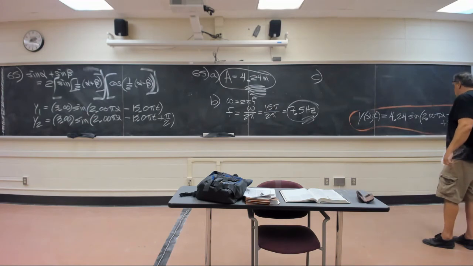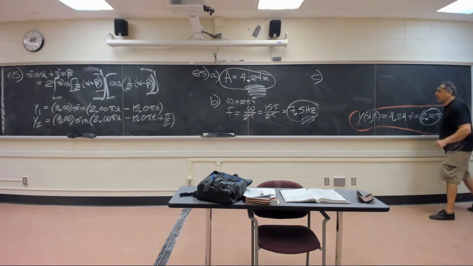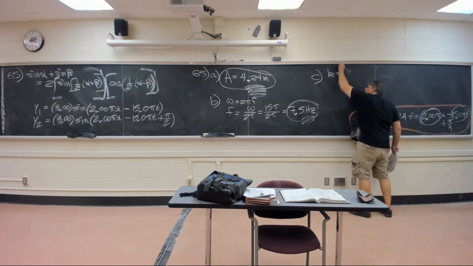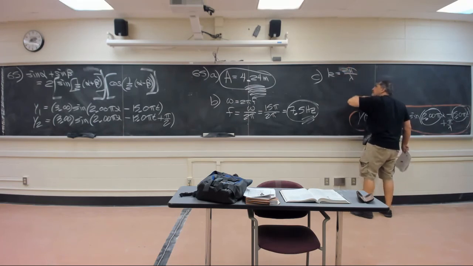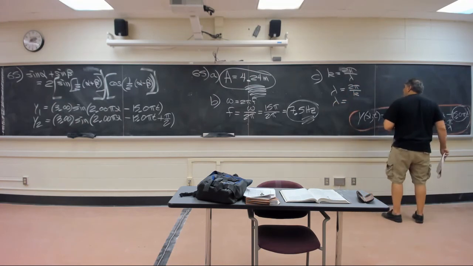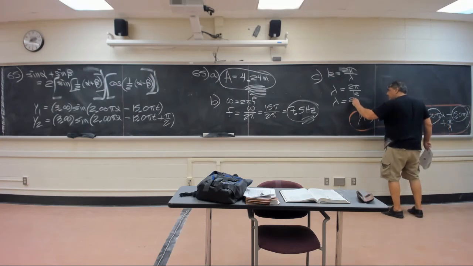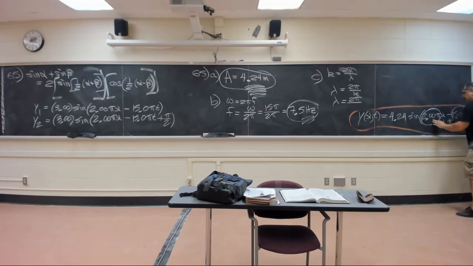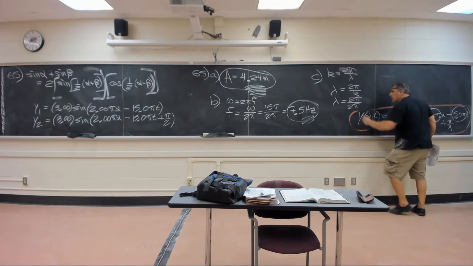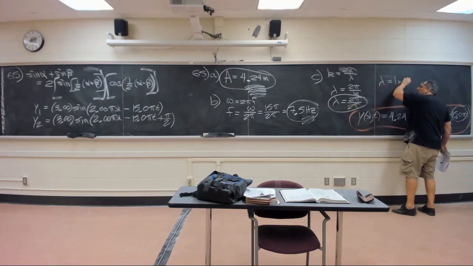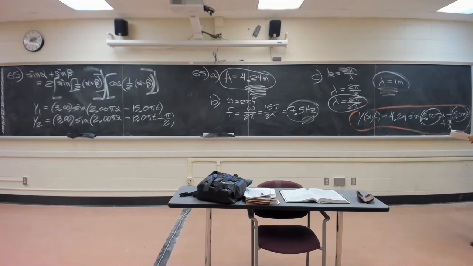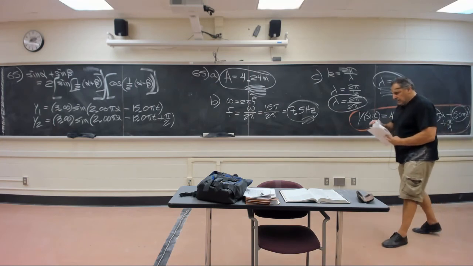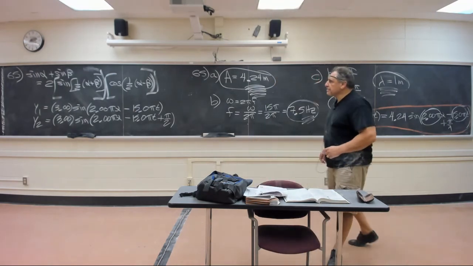Yeah, absolutely. C, what is lambda? This is the k. k equals 2 pi over lambda. Multiply by lambda on each side and divide by k. You get 2 pi over k. The k is, forgive me, this one actually, it's 2 pi also. So lambda is 1 meter. And that's that, you guys.